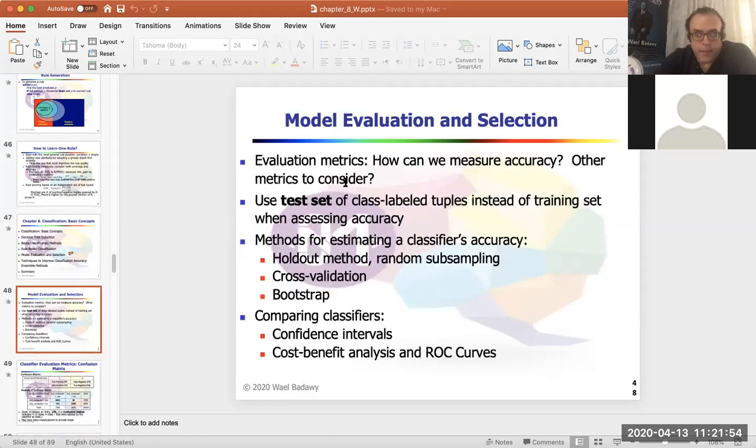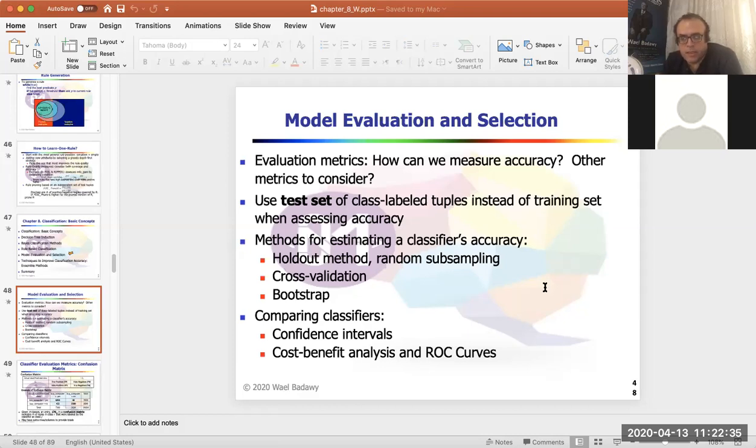In model evaluation and selection, I want to see how to measure the accuracy, and what kind of metrics you have to consider. Using a test set, you can have a class of tuples, and the class of tuples can be labeled, and you have the number of frequencies and the number of accuracies, and you can compute frequency and accuracy. So basically, how to estimate the accuracy.